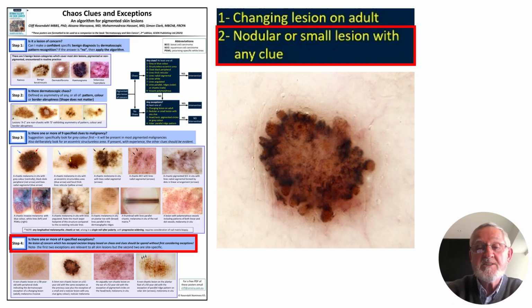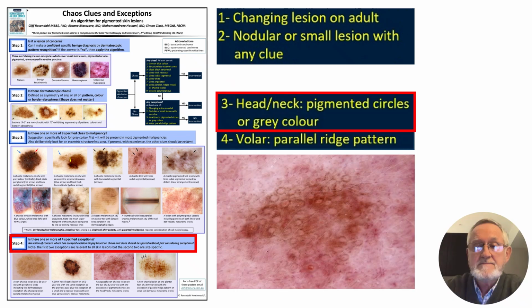Here we have a lesion on a middle-aged lady. It's on her chest. It's only 3 millimeters in diameter, and it was only discovered by retracting the bra. It has the dermatoscopic clue to change of peripheral clods, but it also is a small and nodular lesion with one of the 9 clues, being grey colour. This was a nodular melanoma with a Breslow thickness just under 1 millimetre, 0.9 millimetres.